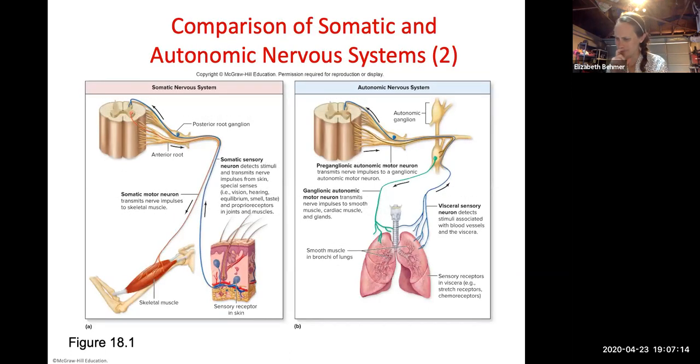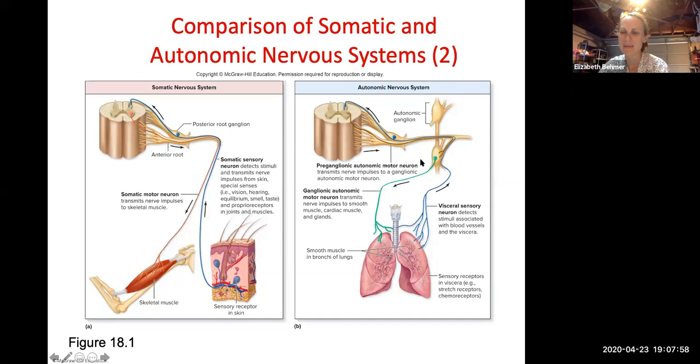So this is a look at a little bit more of the differences, kind of what I talked you through. The somatic sensory neuron in the somatic nervous system picks up some sort of sensory receptor. For example, this is in the skin, and it enters into the spinal cord in the backside, in the posterior root, and then out the anterior root comes the motor response, which will control the skeletal muscle. So for example, if you touch a hot stove, your skin sensory receptor, it's a really quick reflex that doesn't even go up to your brain, and it'll tell your skeletal muscle, your arm or your forearm muscles, to take your arm right away from the receptor.